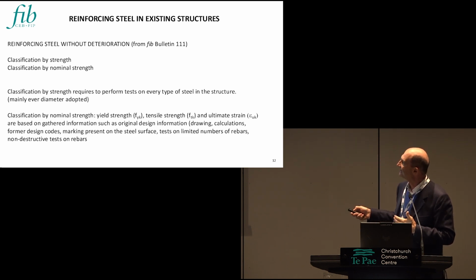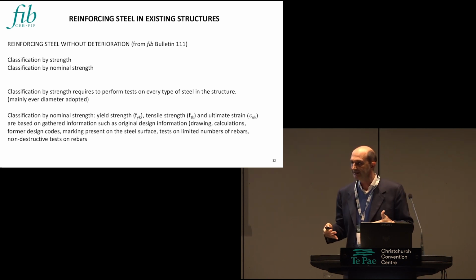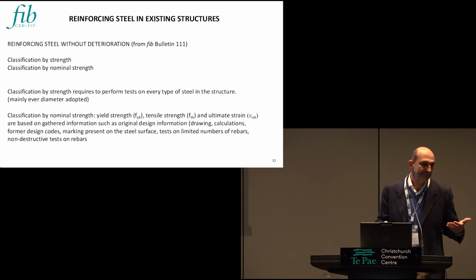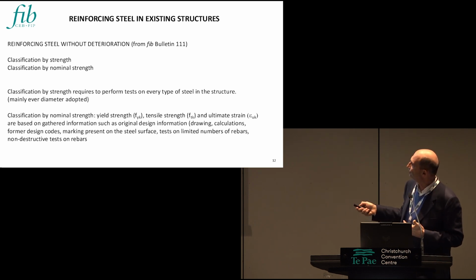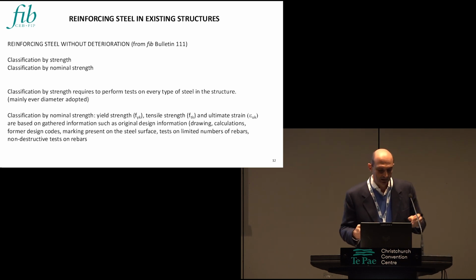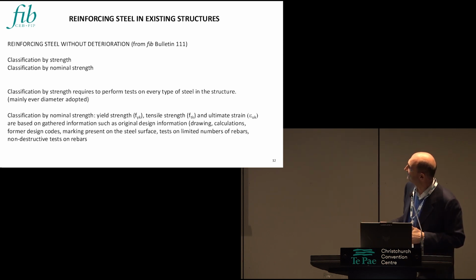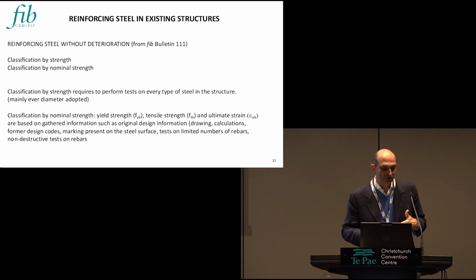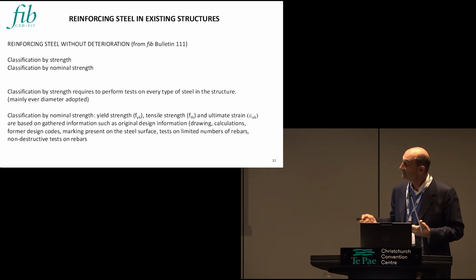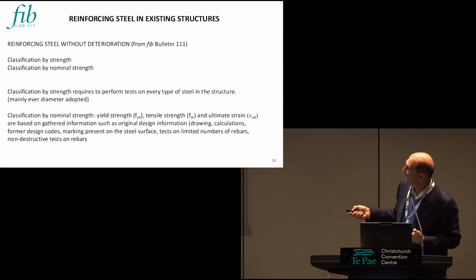That is very important, because sometimes if we have to perform tests on the steel, we have to take bars. We have to take bars for every type of steel used in a structure, particularly for every diameter. So that is probably sometimes very difficult. The alternative solution is to use the nominal strength, meaning yield strength and ultimate strain, which information could be gathered from the original design, the own calculation, former design code, and tests on a limited number of bars.